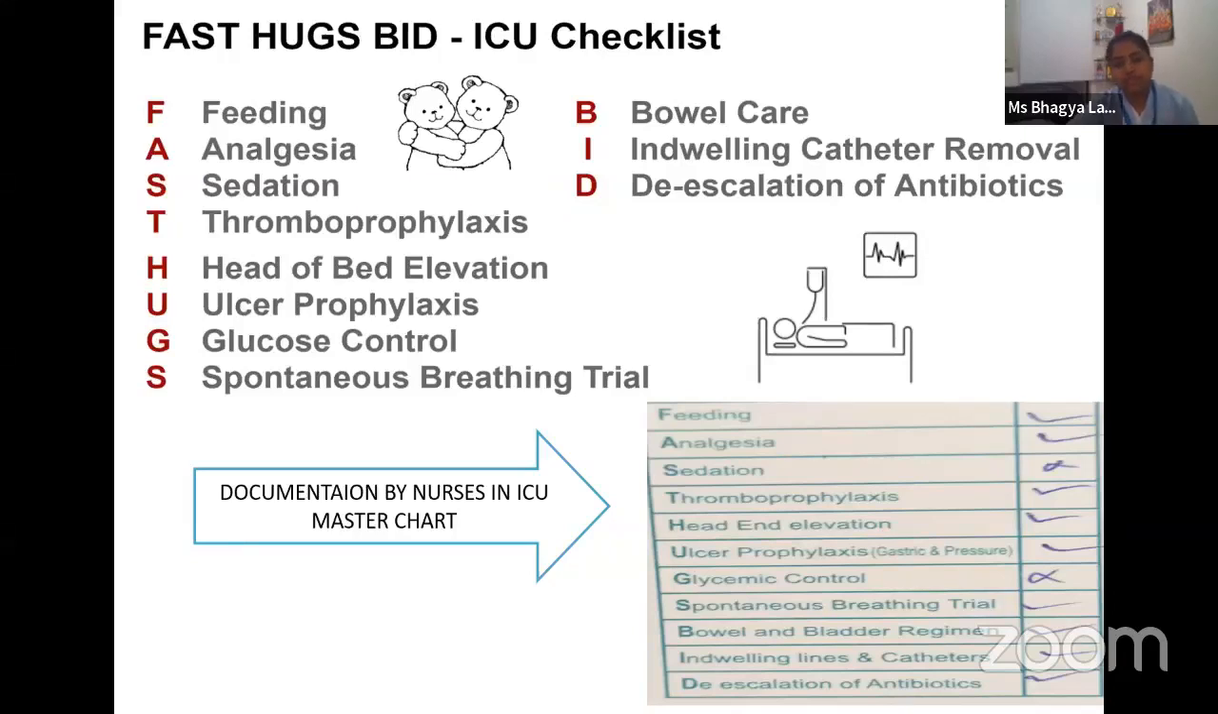So this is a type of checklist that we will be filling in the ICU. The same thing will be made into a fast track checklist where we can just cross-check and tick mark whether that is happening with this particular patient or not.